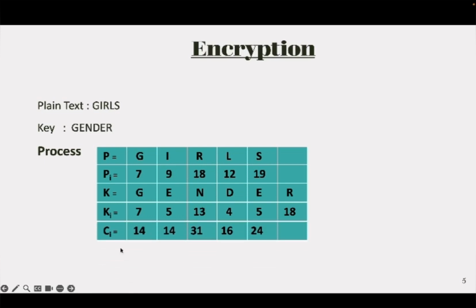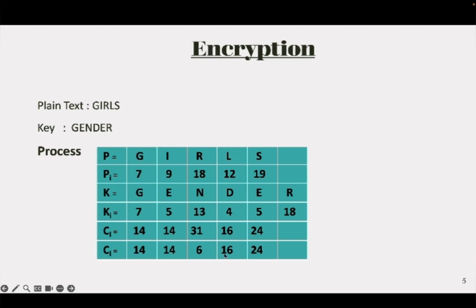Now we add our P value and K value, because our rule is P plus K. So here 7 plus 7 equals 14, 9 plus 5 equals 14, 18 plus 13 equals 31. But here is a problem, that is 31 is bigger than 26. So it is not acceptable.